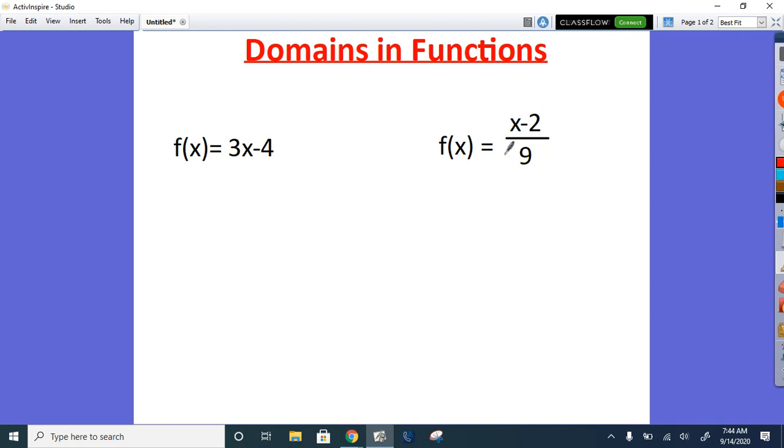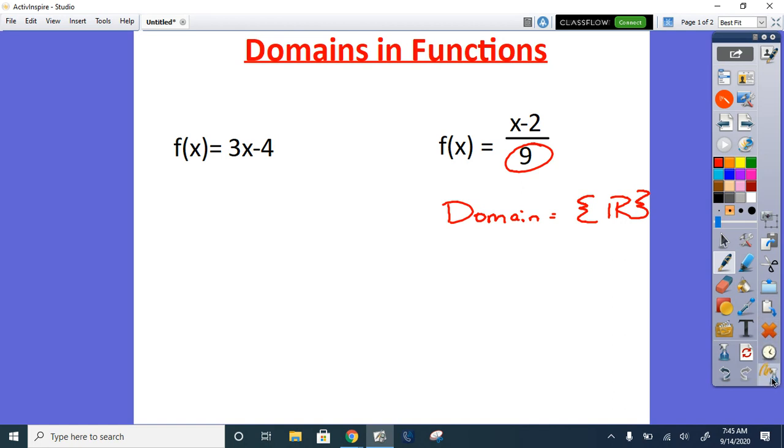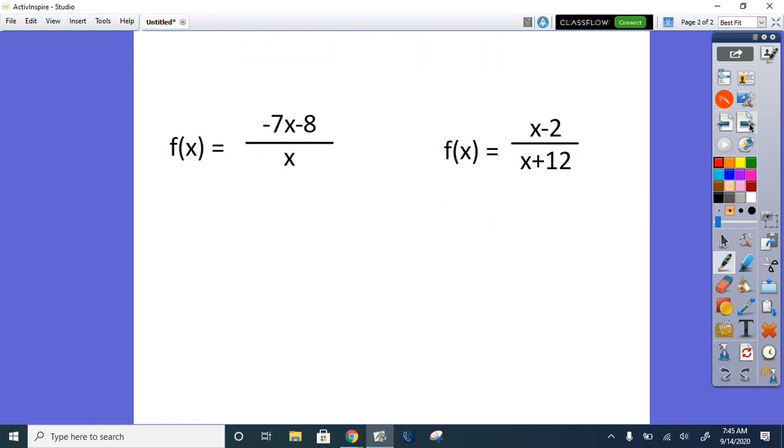So I look down here, even though there's a fraction, I look to my denominator and say, does 9 equal 0? Well, in this case, it doesn't. So in reality, again, my domain is going to have a solution of all real numbers. And that's how we would notate it. So we put a brace around what our solutions are. All right, so I continue on.